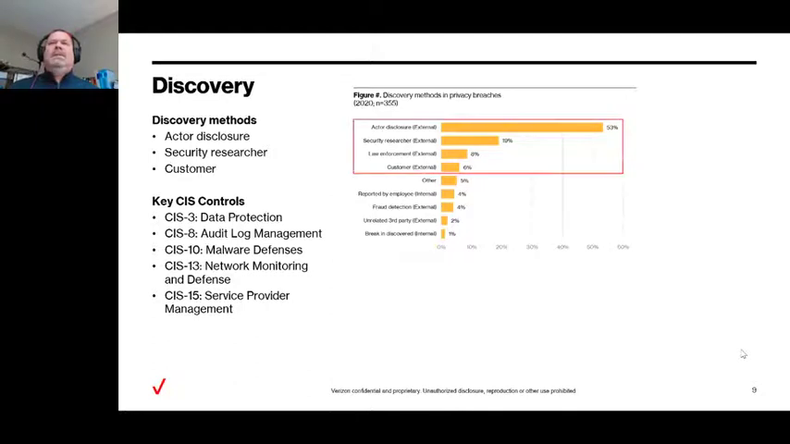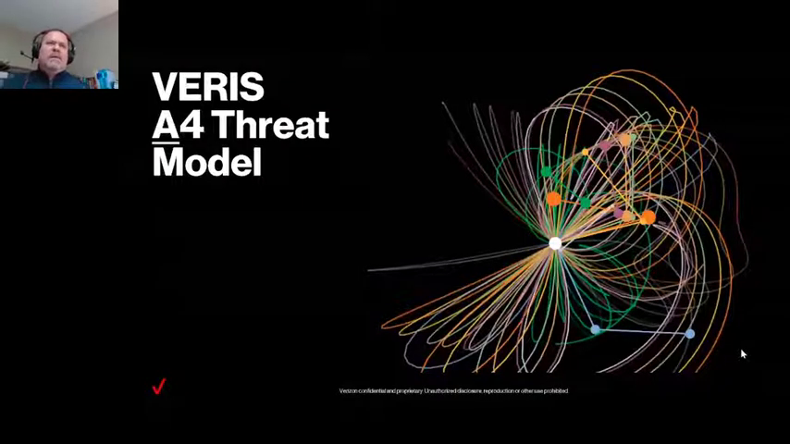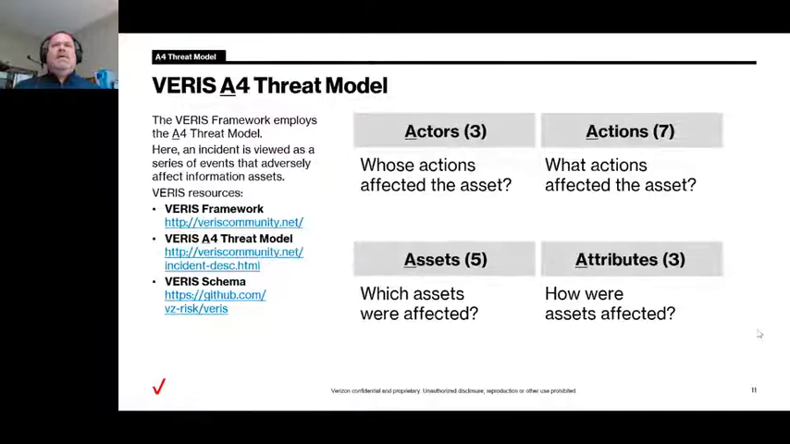So let's look a little bit more into the data. Let's use the VERIS A4 threat model to do this. VERIS is the Vocabulary for Event Recording and Incident Sharing. It's a common framework, a common language, a lingua franca that we use for developing the DBIR. We use it to collect the data, codify the data, and then pivot off of for the analysis, for today's presentation as well as for the DBIR itself.